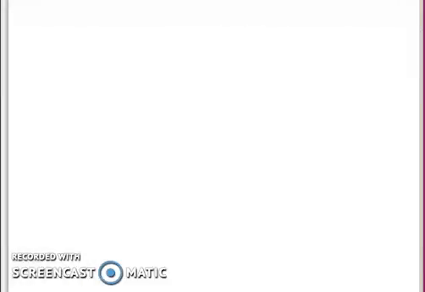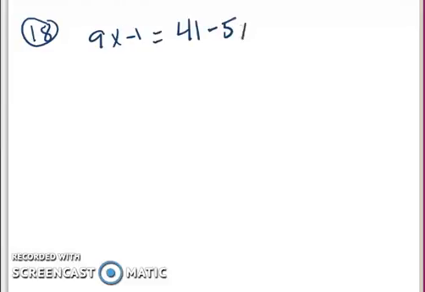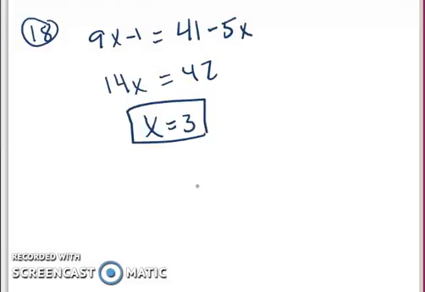Alright, next one, just looking at the picture, we know that the arcs are congruent, so the chords are going to be congruent. So for number 18, we just are going to set them equal to each other. 9x minus 1 equals 41 minus 5x. So add the 5x over here, we get 14x. Add the 1, we get 42. And 42 divided by 14 is going to give me x equals 3. Okay, it just asks me to solve for x.